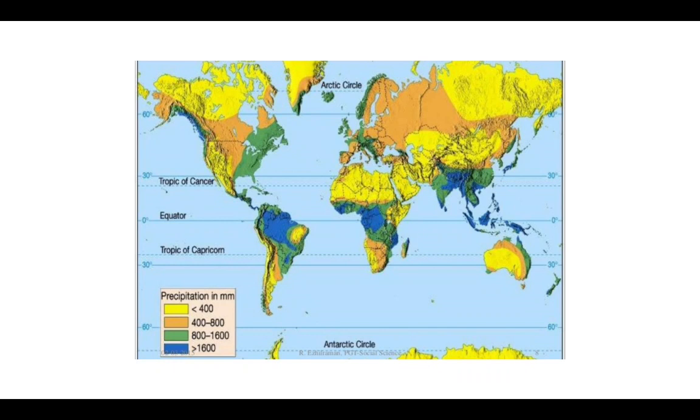Now when we talk about 400 to 800 millimeter, or 40 to 80 centimeter, it is marked in orange. That is a few parts of Australia, then the southern part of North America, then the western part of Russia, and some parts of South Africa and some parts of South America also. Now 80 to 160 centimeter is found in the northern part of South America, then in Central Africa.